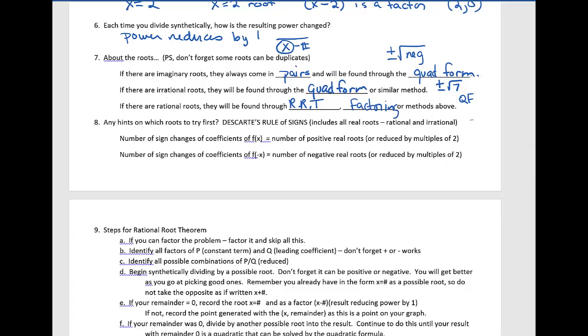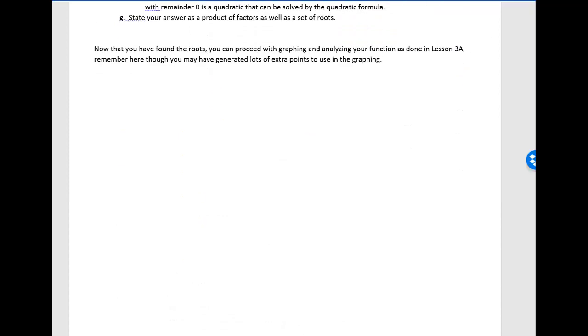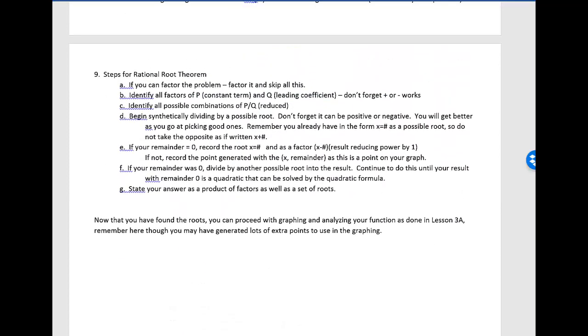Likewise, number 9 here is just a full list of everything we want to do as we go through the rational root theorem. So we're going to identify the p's and the q's. Remember, p is the constant and q is the leading coefficient. And as we find all possible factors, don't forget it's plus or minus. Both of those might work. Then we're going to get the ratio of p over q, and again, narrow the list down by reducing, that type of thing.